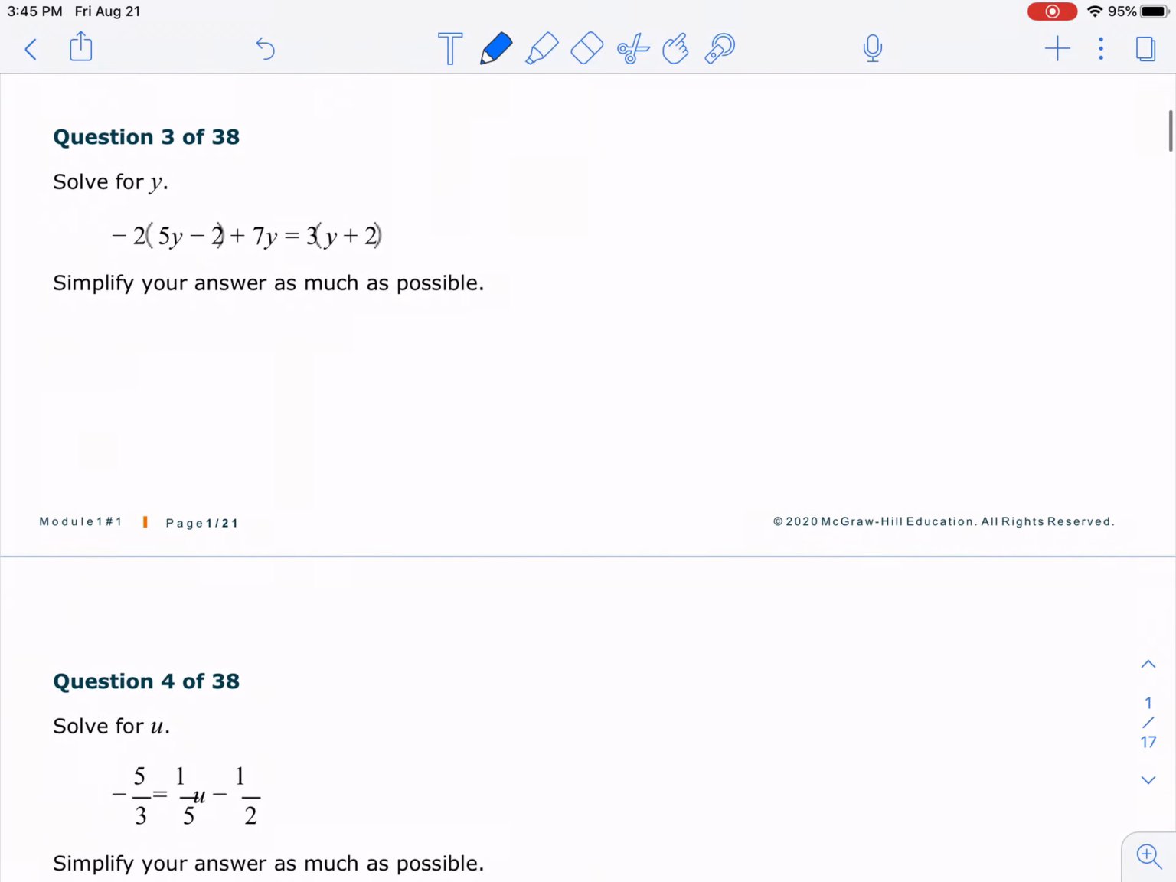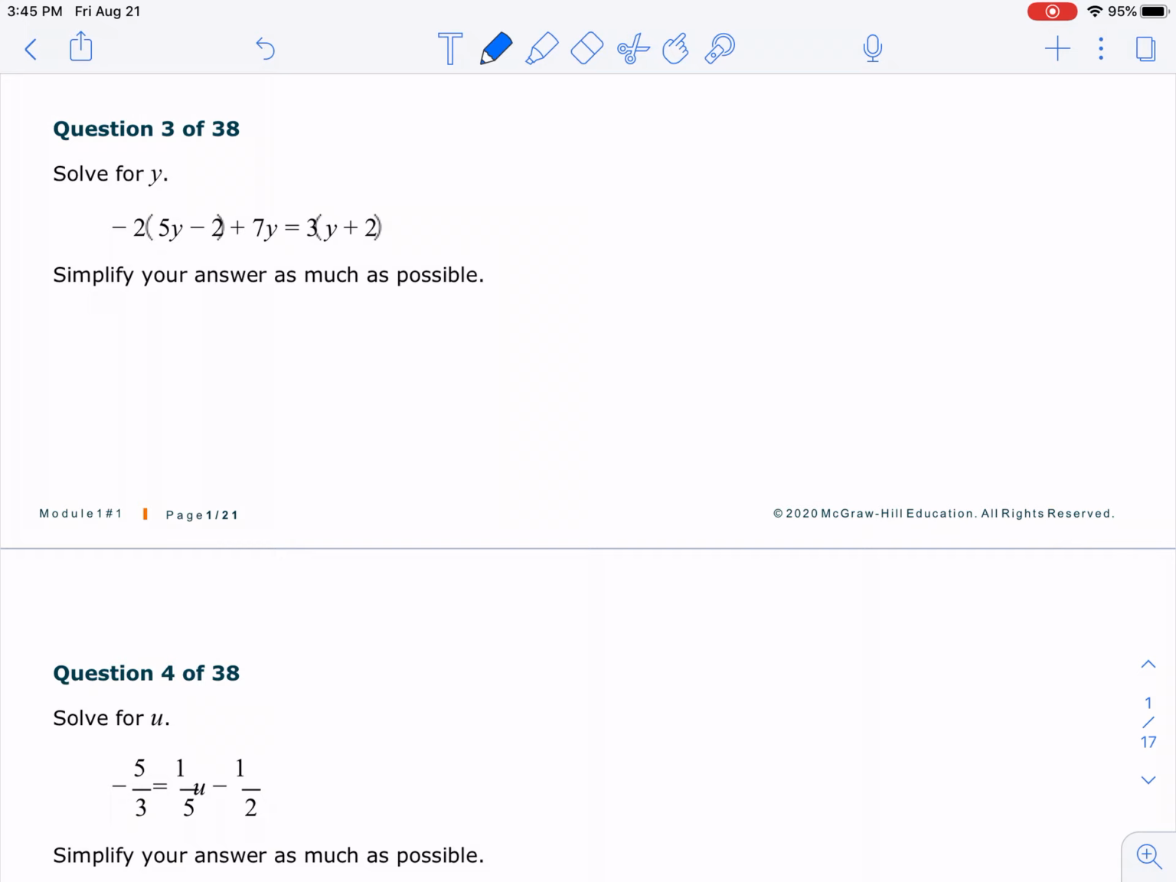So number 3 right here has all the steps we have to take in order for us to solve linear equations. So first thing, I want to simplify. Every time you see parentheses, you want to distribute. So we got negative 10y plus 4 plus 7y equals 3y plus 6. After that, we combine like terms. So negative 10y plus 7y is negative 3y. And then right here, I have 3y plus 6.